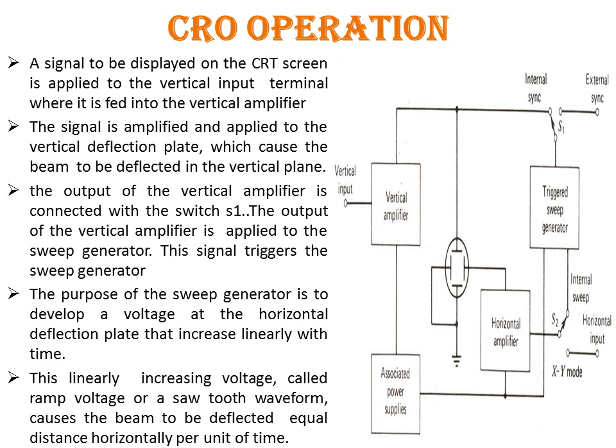The output of the vertical amplifier is connected with the switch S1 and is applied to the sweep generator. The sweep generator will develop a voltage at the horizontal deflection plane that increases linearly with time. This linearly increasing voltage is also called as ramp voltage or sawtooth waveform. This causes the beam to be deflected equal distance horizontally per unit of time. And this is how the CRT screen displays a waveform.